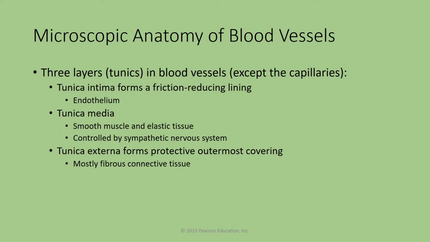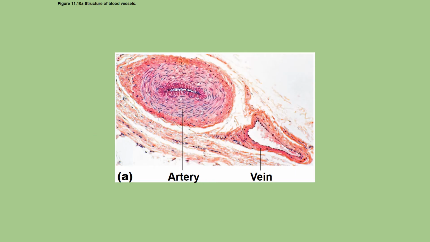Except for the capillaries, all of the other blood vessels have 3 layers. These do have names to them. They're comprised of different types of tissue. The innermost layer is the tunica intima. This is the layer that is going to have the blood flowing right up against it. The tunica media is the middle layer. This is composed mostly of the smooth muscle. And then the tunica externa is the outer layer.